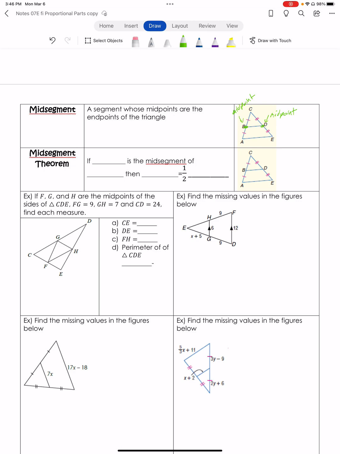Mid-segment theorem says if BD is the mid-segment of triangle ACE, then BD is equal to half of AE. Okay, which actually makes sense in terms of similarity.